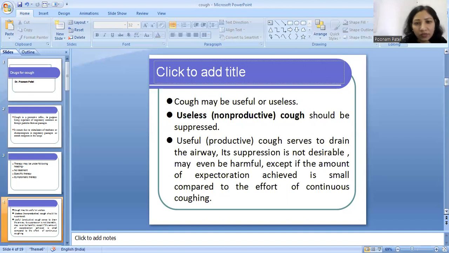So broadly we can say cough may be productive and non-productive. Non-productive or dry cough is useless, and if it is causing distress to the patient, it must be suppressed. Productive cough serves to drain the airway. Its suppression is generally not desirable, and sometimes if suppressed, it is even harmful, except if the amount of expectoration achieved is small compared to the effort of continuous coughing.